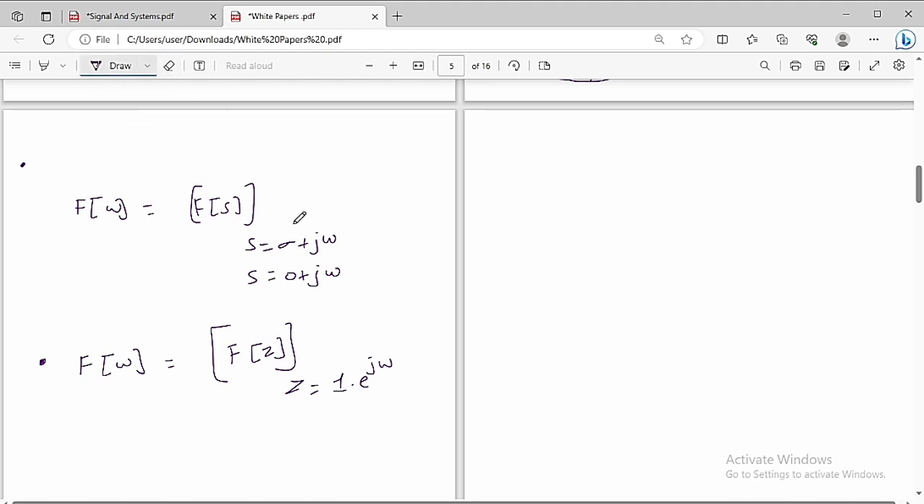What I am trying to tell you. See, in the case of Laplace transform, if you substitute s is equal to j omega, we are going to get the continuous time Fourier transform. In the case of Z transform, if you substitute z is equal to 1 into the power of j omega, then we are going to get discrete time Fourier transform.